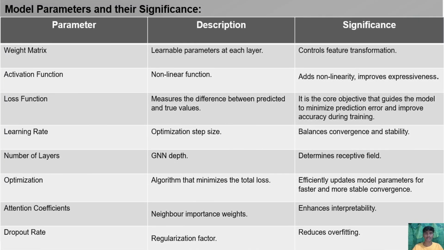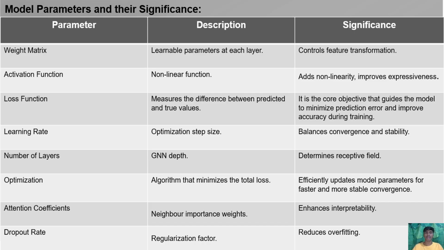This slide explains the key model parameters used in graph neural networks and their significance in shaping model performance. Each parameter has a specific purpose for controlling how features are transformed to ensure the model generalizes well without overfitting. Weight matrix. The weight matrix represents the learnable parameters at each layer. It determines how features from different nodes are combined and transformed. In simple terms, it controls the feature transformation process and directly influences how the model learns representations from the graph.